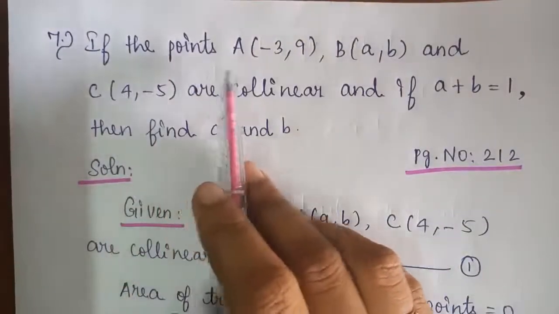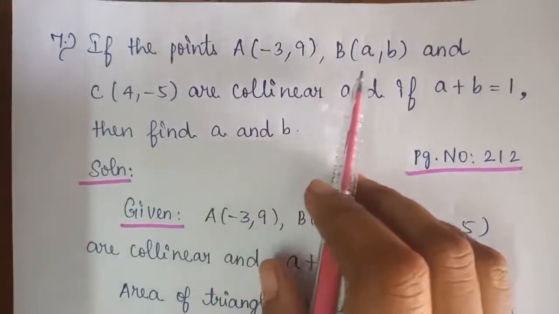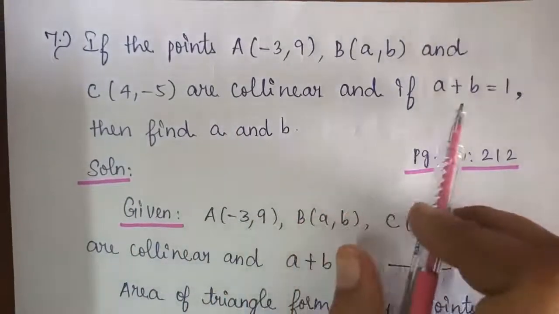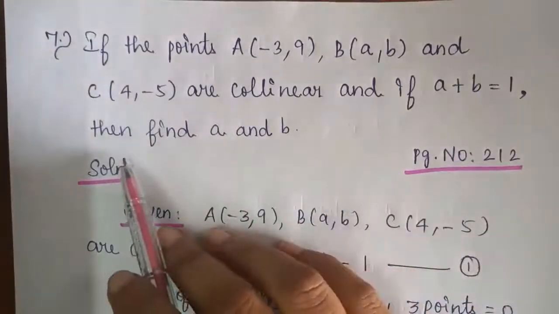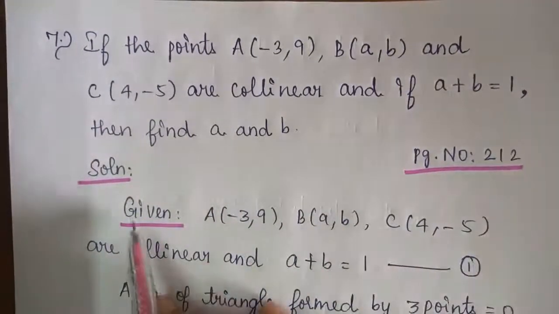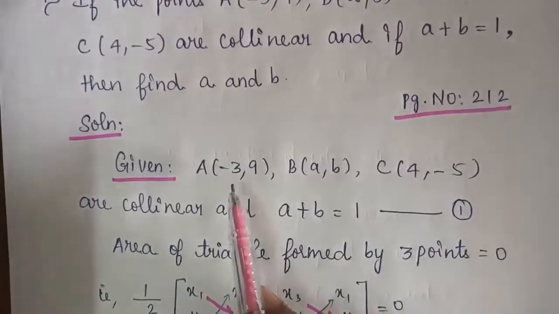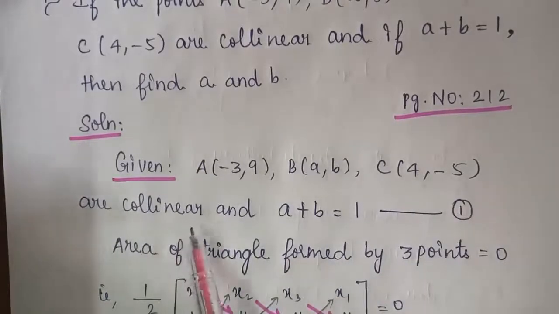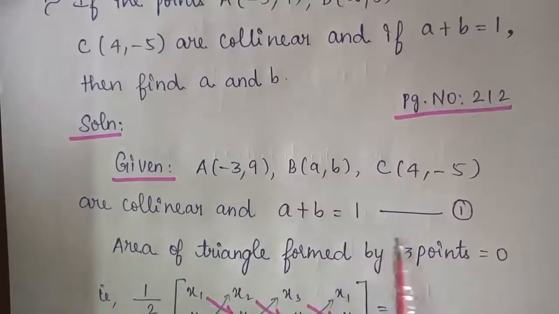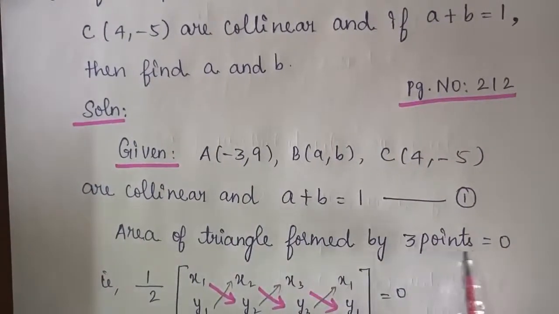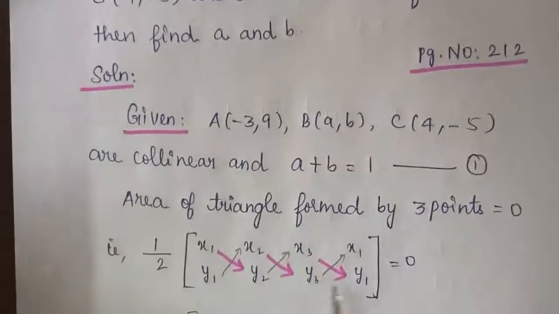Problem number 7. If the points A (-3, 9), B (a, b) and C (4, -5) are collinear, and if a plus b is equal to 1, then find a and b. So which belongs to page number 212. Solution: given A is (-3, 9), B is (a, b) and C is (4, -5) are collinear, and a plus b is equal to 1, which is equation number 1. So the area of a triangle formed by 3 collinear points is equal to 0. So therefore the area of a triangle formula is equal to 0.